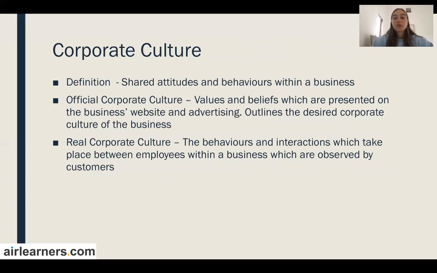Whereas real corporate culture is the behaviors and interactions which actually take place between employees. And these can be observed by outsiders like customers or managers. And so the difference between real and official is usually quite different, because what the business wants isn't usually what always happens. So, even though they might say that they want to be enthusiastic and hardworking, in reality, maybe the employees are demotivated and don't like their job, so they won't be displaying those behaviors within the business.